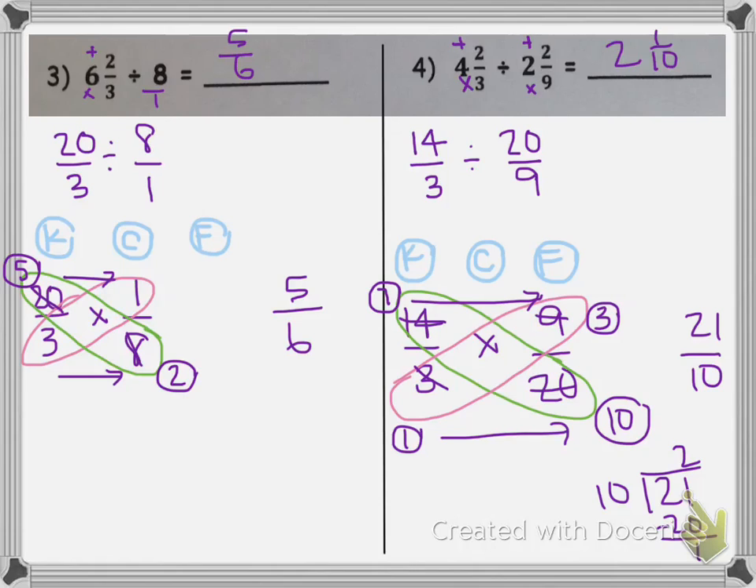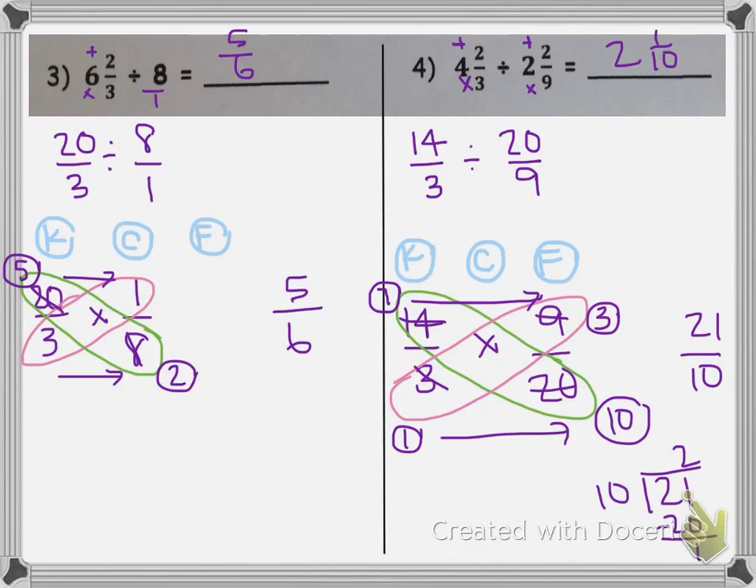Okay, so you can see from my work, I went ahead and used the KCF method. I kept my first fraction, changed the division sign to a multiplication sign, and then flipped 20/9 to its reciprocal to be 9/20. I looked at my diagonals and I cross-simplified, and then I multiplied straight across to get 21/10.